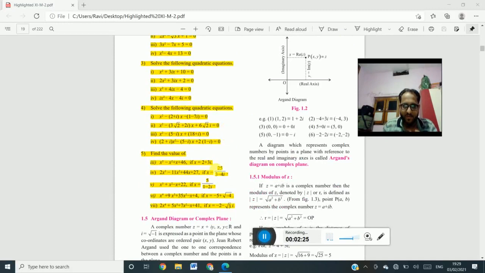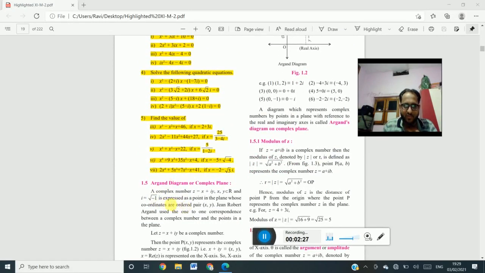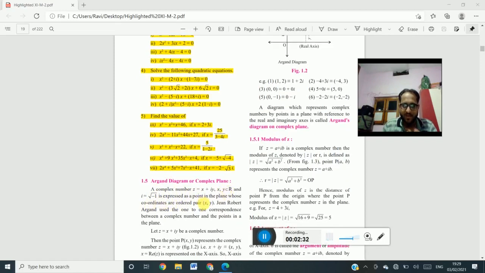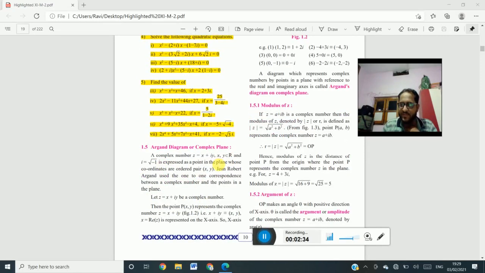Okay, see the next topic, that's the Argand diagram or the complex plane. A complex number z equals x plus iy, where x, y belong to R and i equals root minus 1, is expressed as the point in a plane whose coordinates are the ordered pair (x, y). Jean-Robert Argand used a one-to-one correspondence between a complex number and the points in the plane.